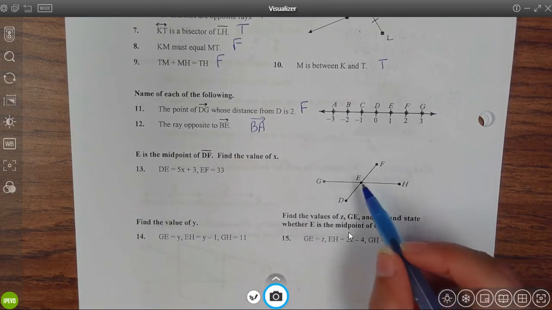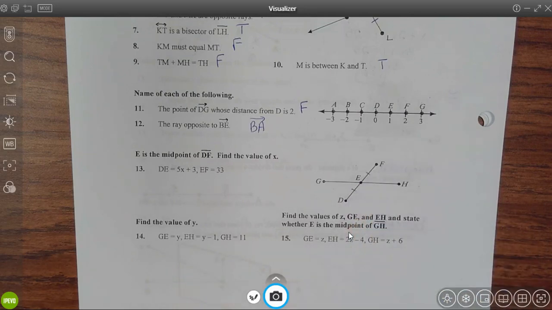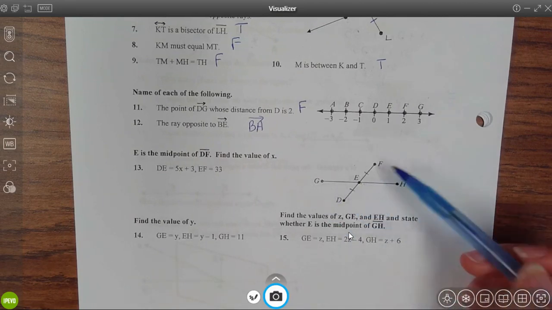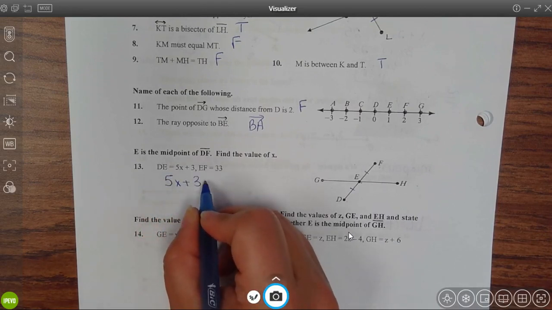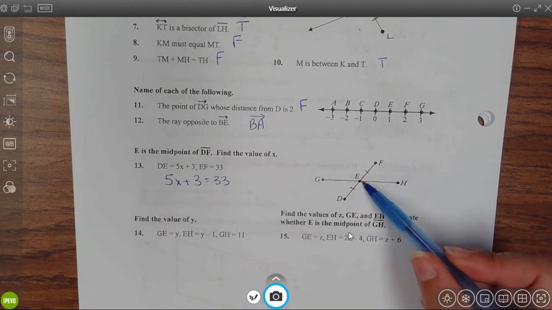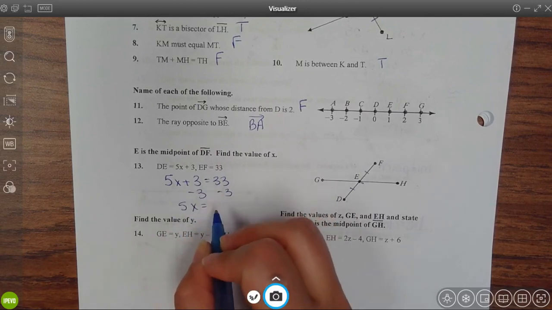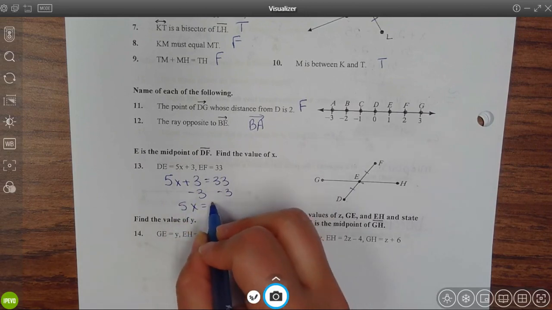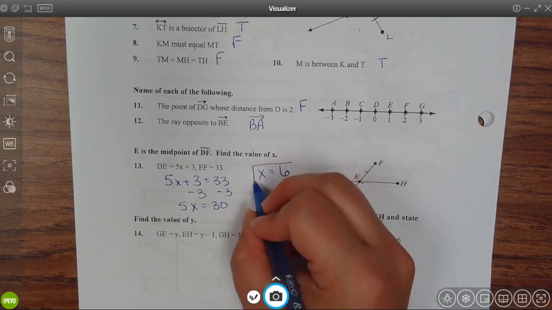For number 13, it says E is the midpoint of DF. We want to set up an equation to find the value of X. So because E is the midpoint, DE and EF are equal to each other. So we can say 5X plus 3 is equal to 33. And they're equal because E is the midpoint. All right, so we're going to go ahead and subtract 3 from both sides. We'll get 5x equals 30. And when we divide both sides by 5, we would get x equals 6.